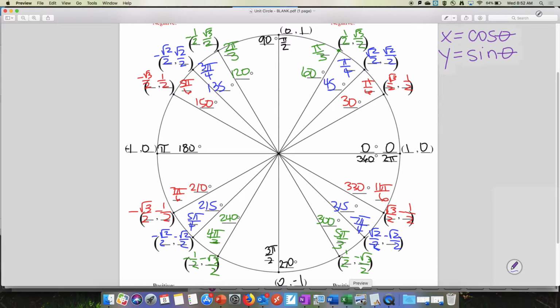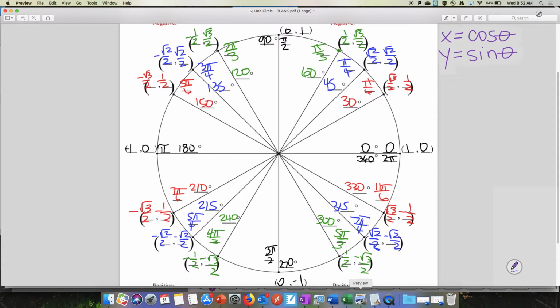So if I ask you, hey, what is the sine of 135 degrees? I can come to 135 degrees and recall that the y-coordinate is radical 2 over 2. Boom, there's my answer. I don't have to draw a triangle or something like that. What is the cosine of 300 degrees? Here's 300 degrees. The x-coordinate is 1/2. The cosine of 300 degrees is 1/2.